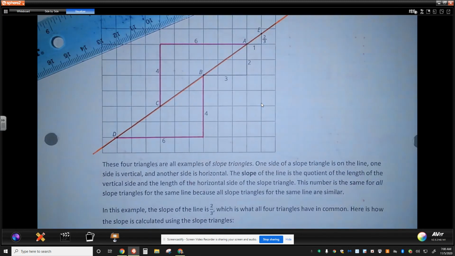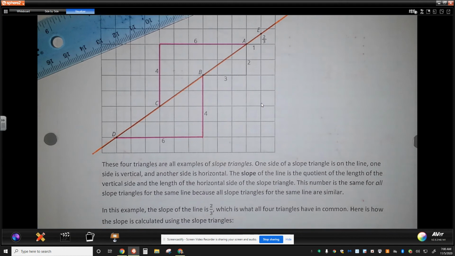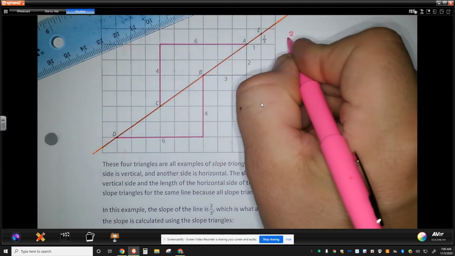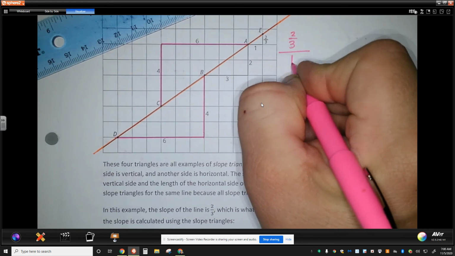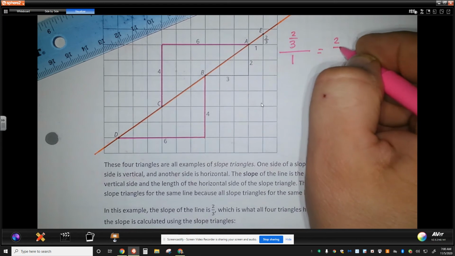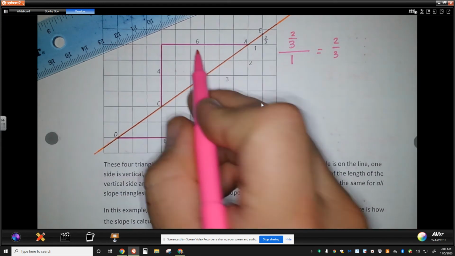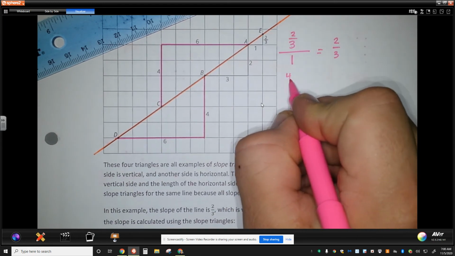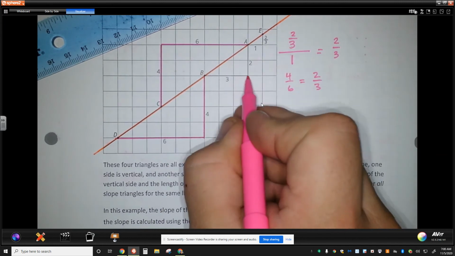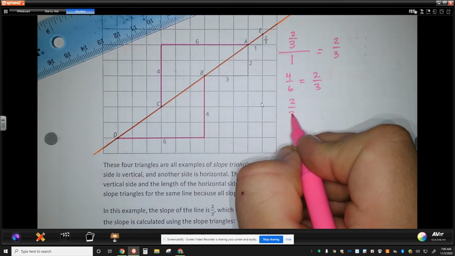And then we see this little tiny guy that gives us a ratio of 2/3 over 1. Well, we know that anything divided by 1 is simply itself. We see this ratio of 4/6 twice, which is 2/3, and then the one that's already simplified, 2/3.